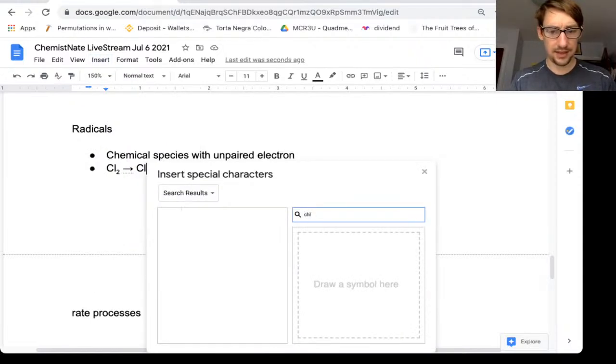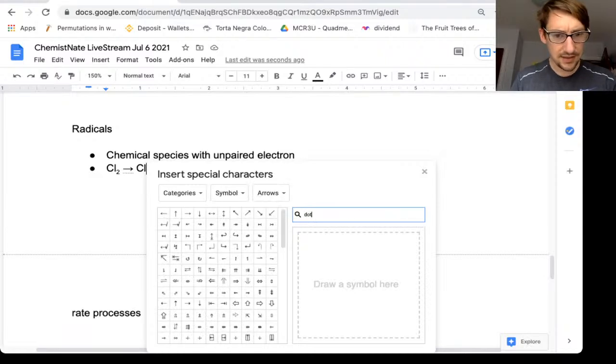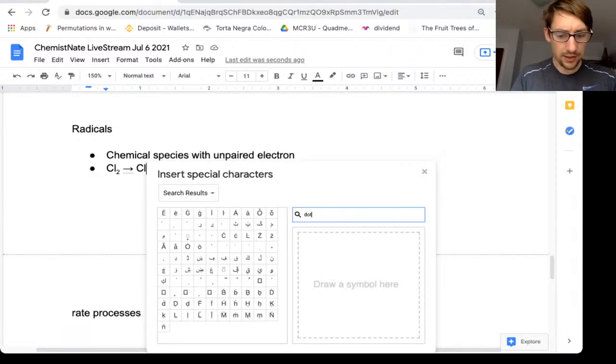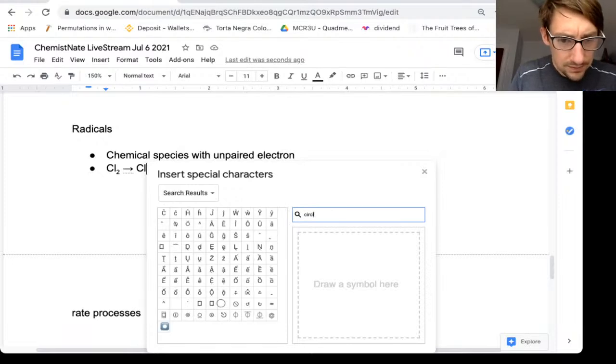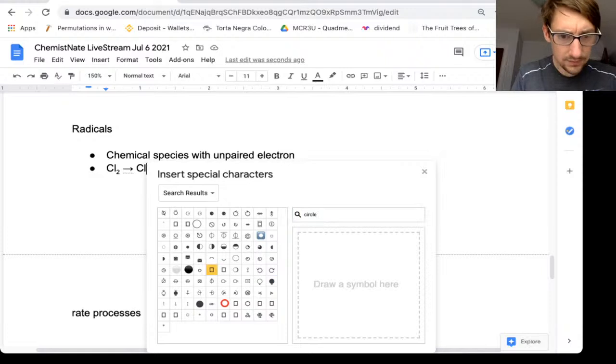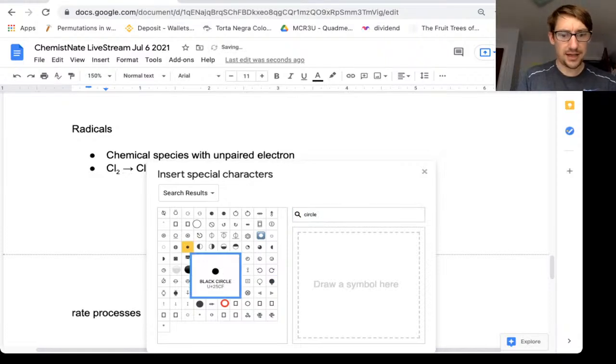Oh, no, I don't want that. I want dot. Nope, I want circle. There. That's how I'm going to show my radicals here. Did that work? Yeah, it did.